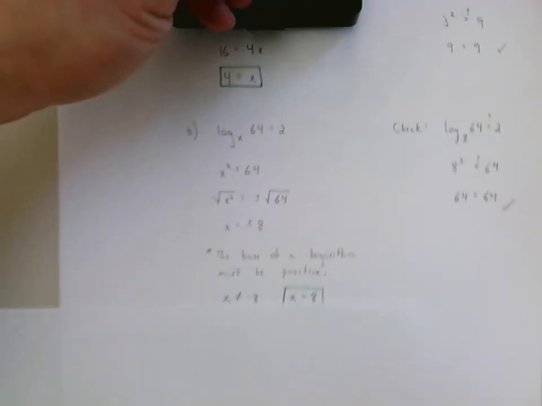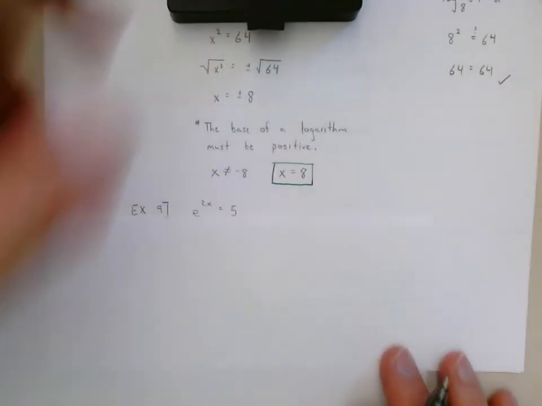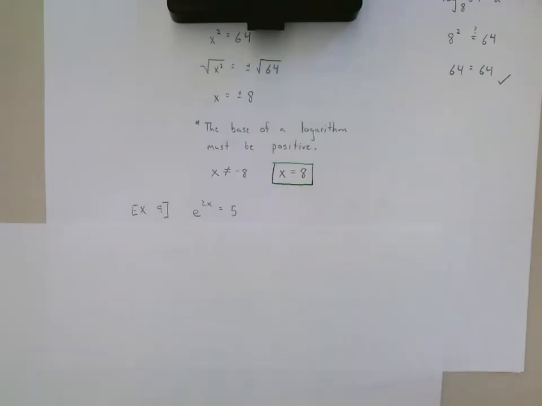Example 8c is different from the other two, in that now the equation is e to the 2x equals 5, and there is no logarithm present. This is an exponential equation, not a logarithmic equation. We've stated that finding the value of an unknown exponent is a challenge for us until we understand logarithms fully.